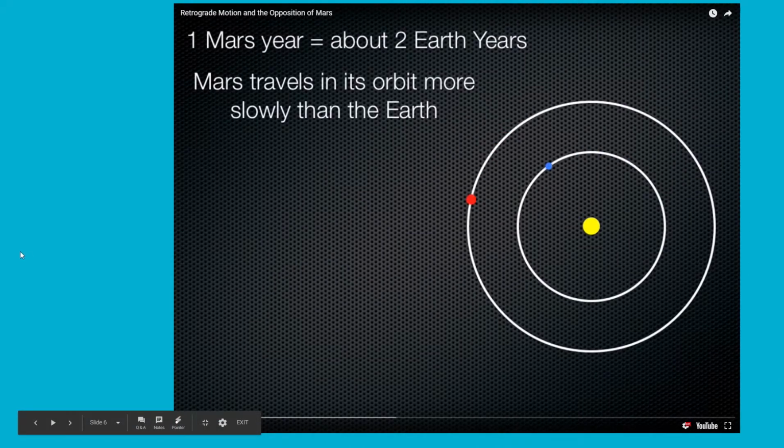Okay, so first off, the red dot here is Mars, and the blue dot is Earth. Here's the Sun. And the Earth has a shorter loop around the Sun, a shorter orbit, and it also moves faster than Mars.